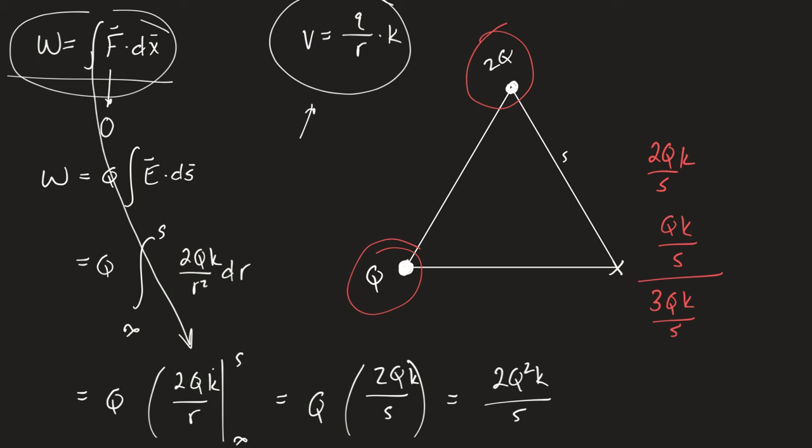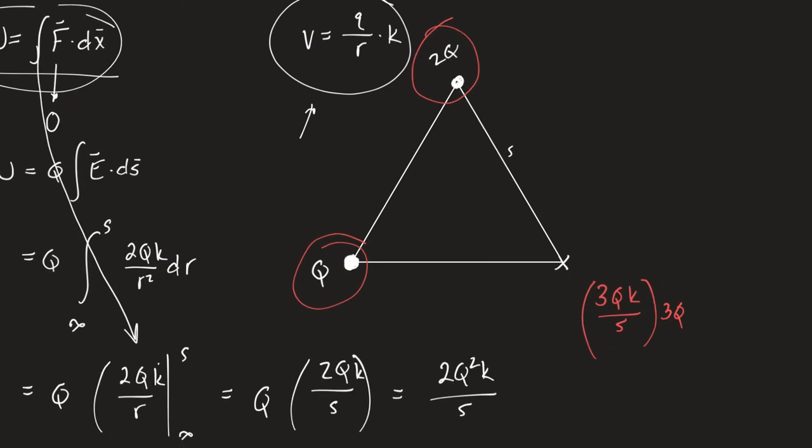To bring my third charge in, all I need to do is multiply this by the size of that new charge, 3q. And that would be the work done in bringing the third charge into place. So I get 9q squared k over s.